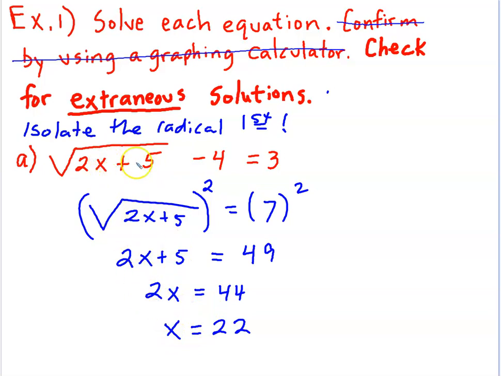So let's see if 22 actually is a legitimate solution. So 2 times 22 is 44, and 44 plus 5 is 49. The square root of 49 is 7, and then 7 minus 4 is 3. So I'm going to go ahead and circle this now. I do not have an extraneous solution in this case. I have an actual good working solution.